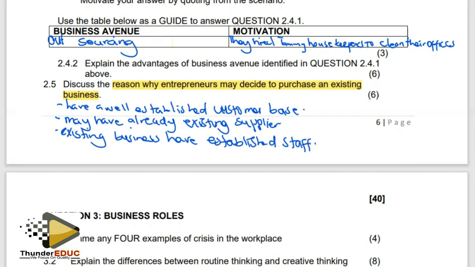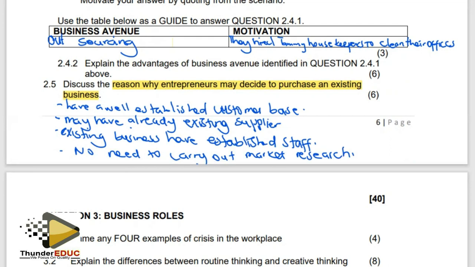Get that? It is easier to start with them instead of looking for new staff, new clients. I mean, new employees. It's better to start with the already existing staff. No need to carry out market research, because the already existing business has done market research and they can give you all the details before they leave you to run the business.